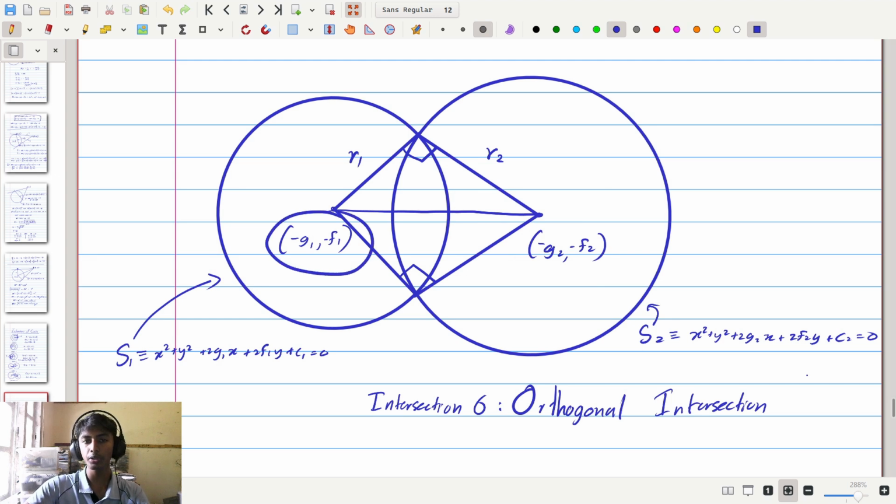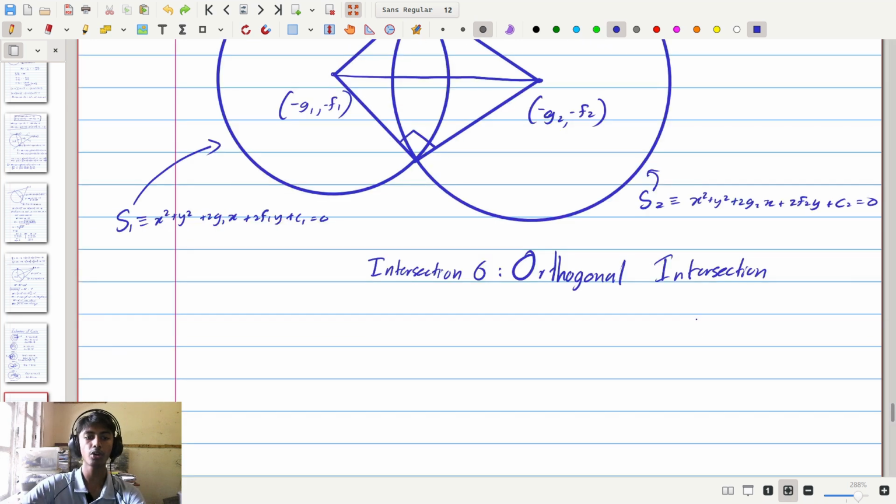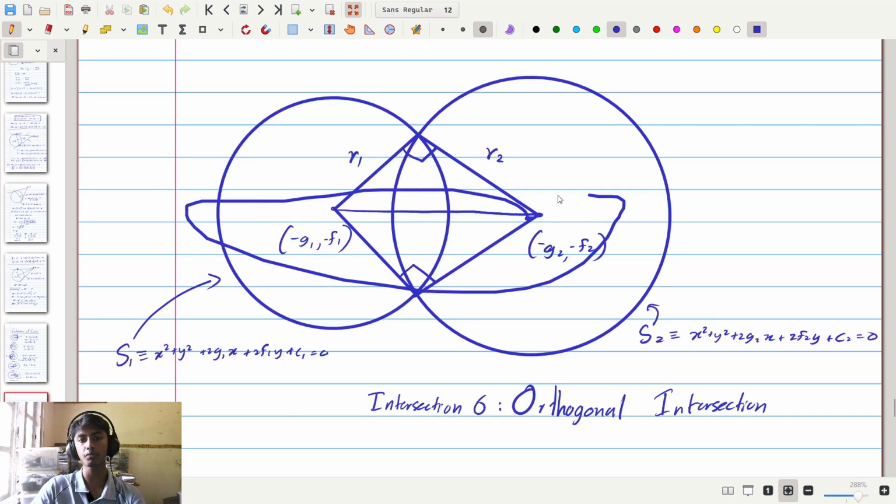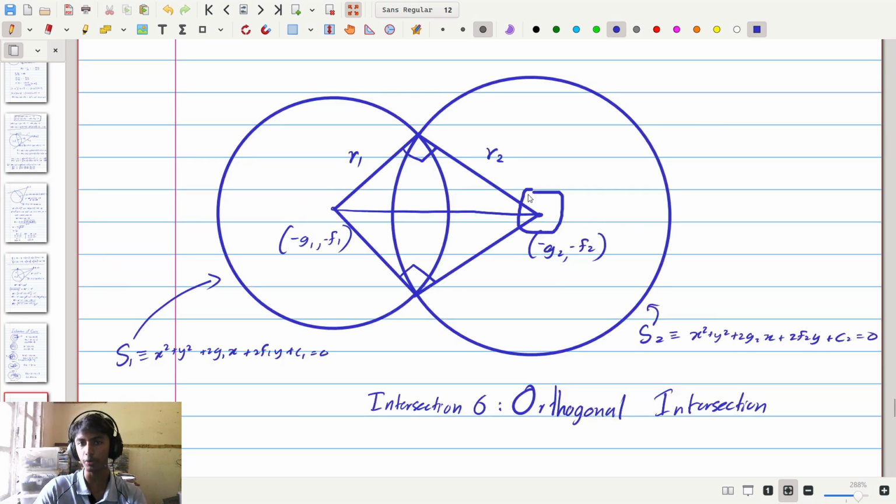It turns out, since we know the center coordinates of the two circles, we can find this length here. And since we know all the constants involved, we can find R1 and R2. So then, R1 squared plus R2 squared must be equal to this distance squared if the two circles intersect orthogonally. This condition is what we're going to use. Writing this down, R1 squared plus R2 squared is equal to the difference of the x coordinates and the difference of the y coordinates squared of these two center points.